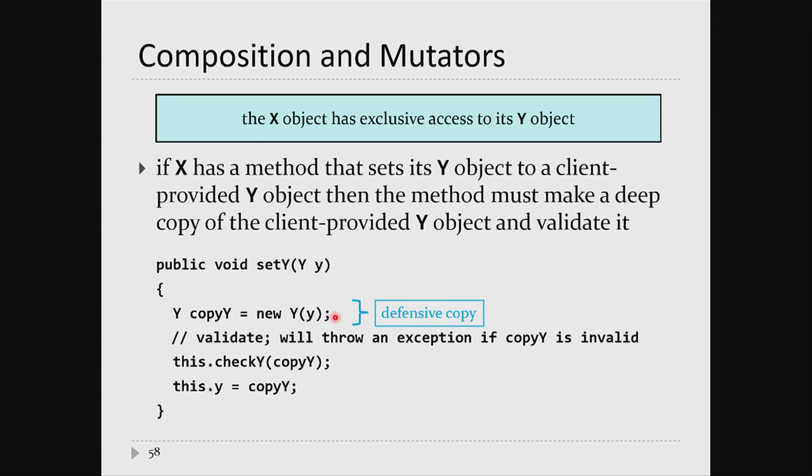The reason for that is if you're writing code in a multi-threaded environment, it's possible that someone calls set y, you make the copy, your program pauses, and lets another thread run. While it's running, someone else changes the original y. When your method starts running again, if you're validating the other y instead of validating the copy, the other y might not be valid anymore. This is something you'll learn about if you stay in computing science and take the operating systems course. For now, you should always validate the copy after you make the copy. Don't validate the incoming object. And then after you validated the copy, you can set your field to point to the copy.